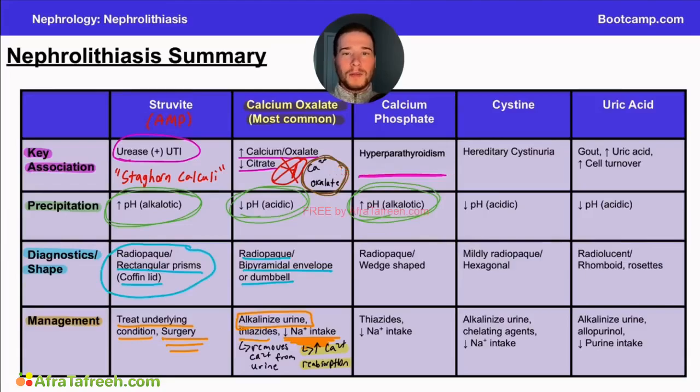For the pH here, we said we're looking at an alkalotic environment, or one that has a high pH, and thus a potential management option could be to acidify the urine. For our diagnostics, we are looking at, again, a radiopaque stone, thus it's bright white on imaging, with what they describe as a wedge-shaped appearance.